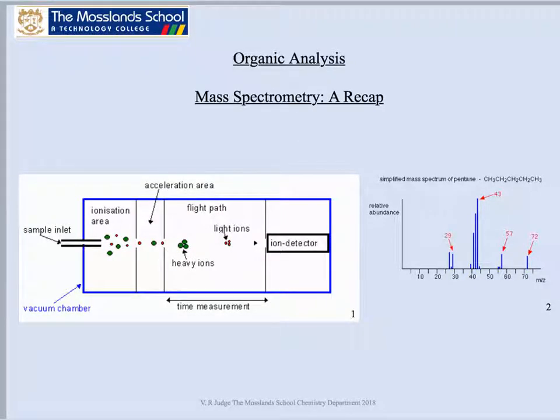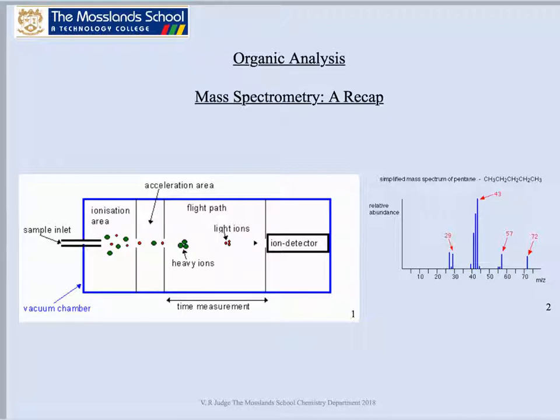Hi everyone, this is your first video of your organic analysis topic. Organic analysis is all about identifying organic substances using a range of techniques. So you're going to have a little look at a couple of techniques, mass spectrometry and infrared spectroscopy, and then you're also going to look at percentage by mass and having a little look at some chemical tests that you can do for different functional groups.